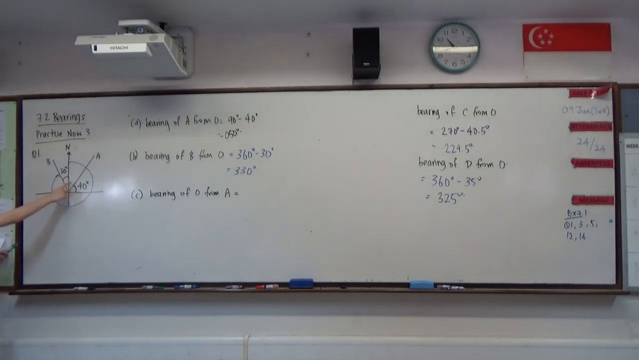This angle, huh? We want the bearing of O from A, then. From A. What must I do first? Look at the three steps I mentioned just now. What is the very first step you must do? Draw the axis at where? At A, right? So has it been drawn already?